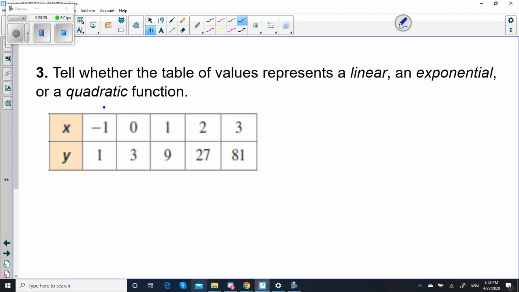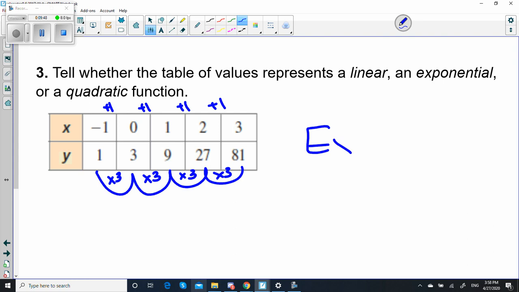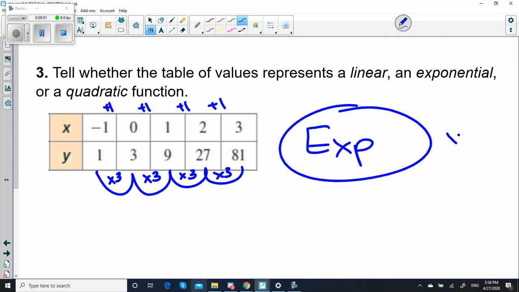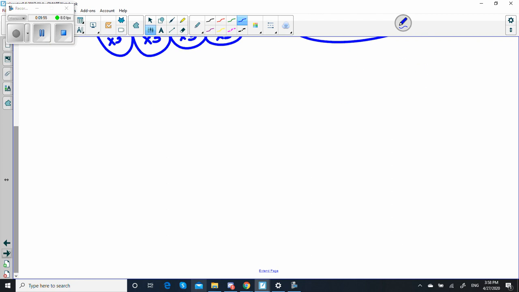All right, so you can see in the x that it's plus 1 all the way across. And then down here, I'm thinking multiply, because if I add 2 here and I add 2 here, I don't get 9. So let's try multiply by 3. Multiply by 3, multiply by 3. Yep, that is the perfect pattern. This is exponential. And I know because it's got a multiply by 3 pattern on the y.